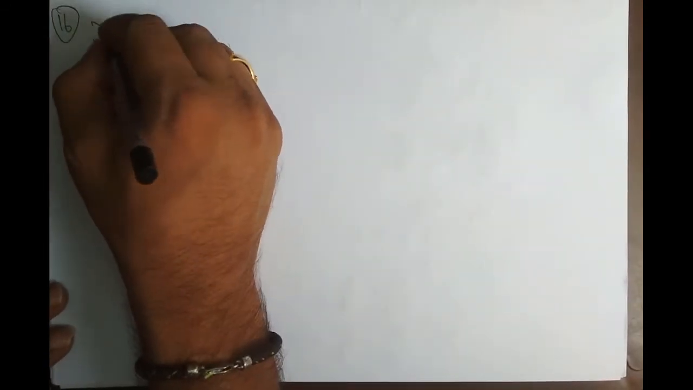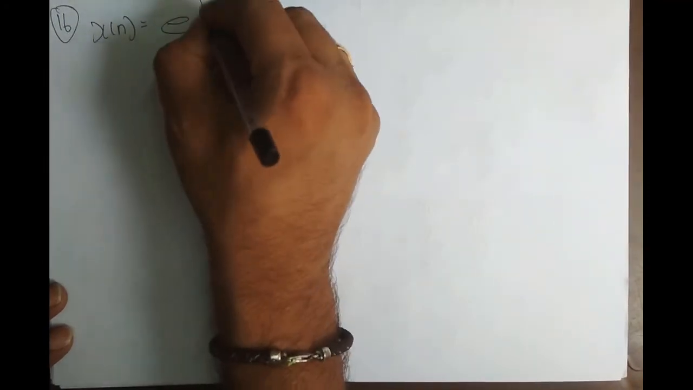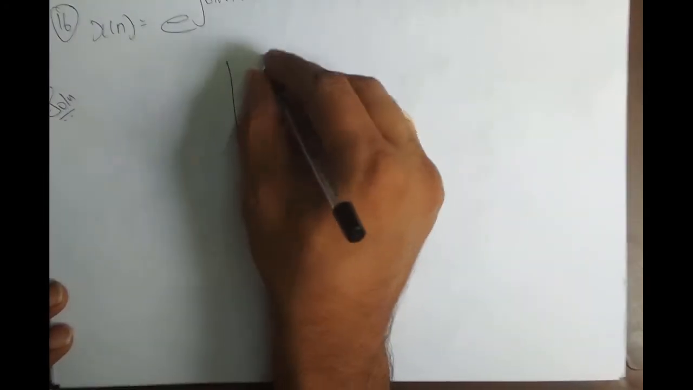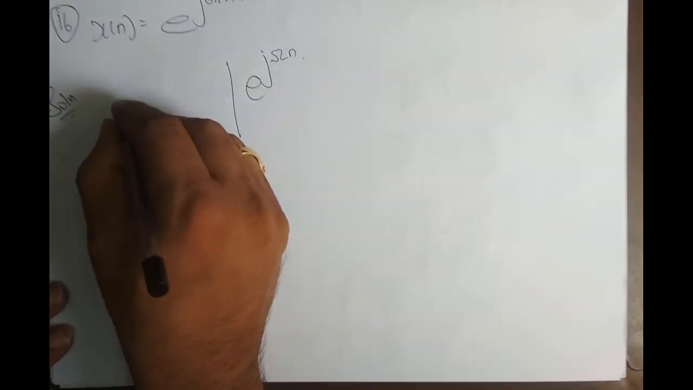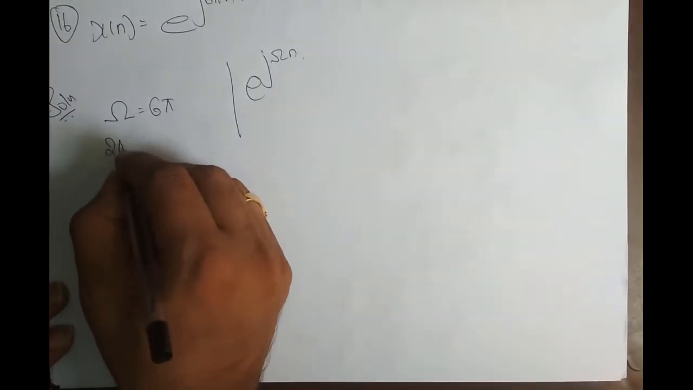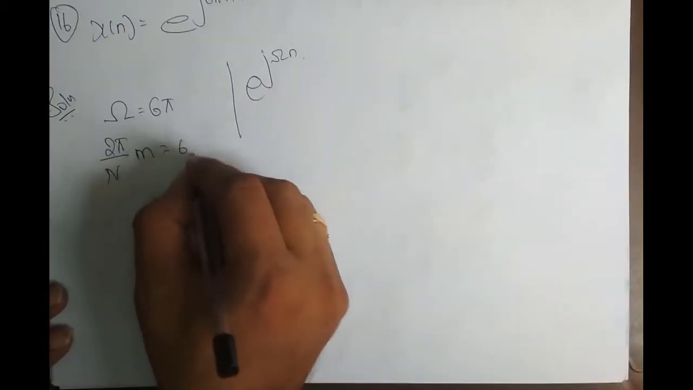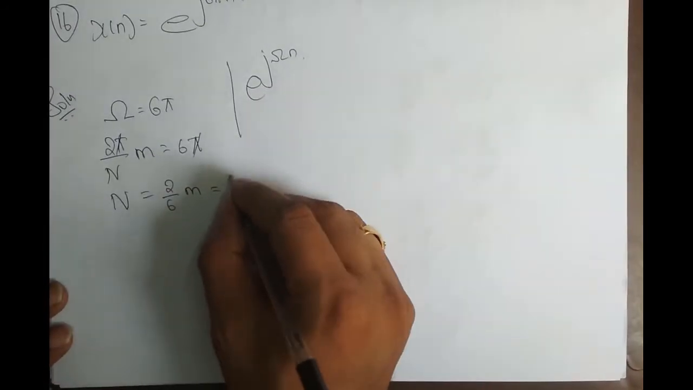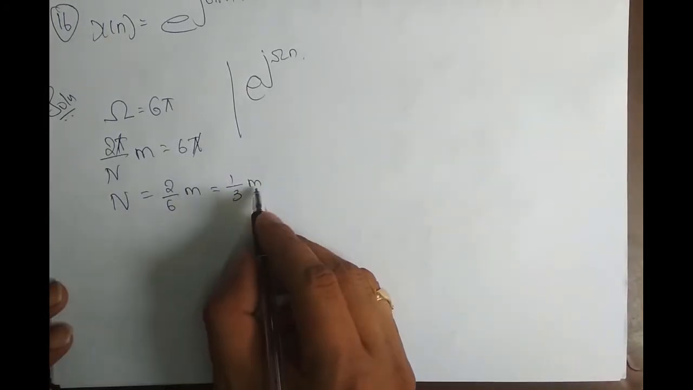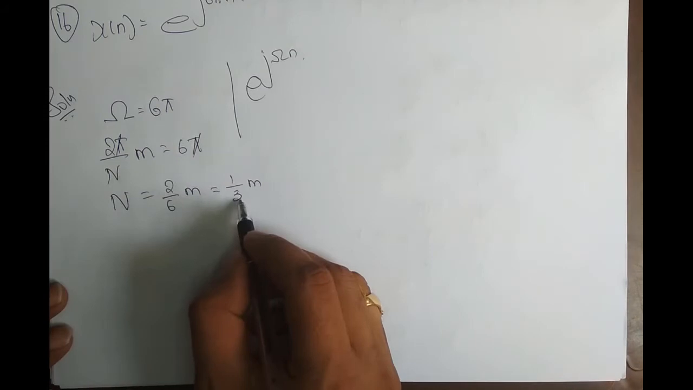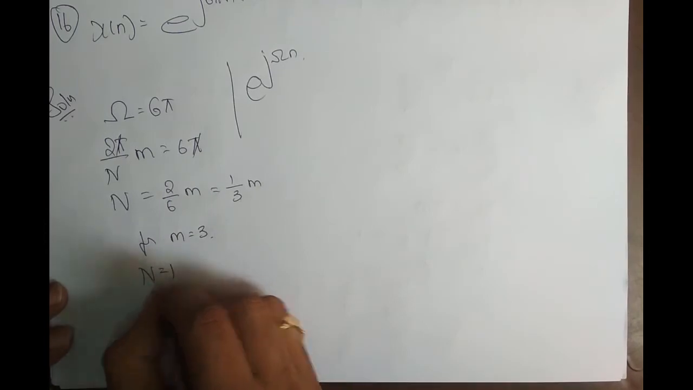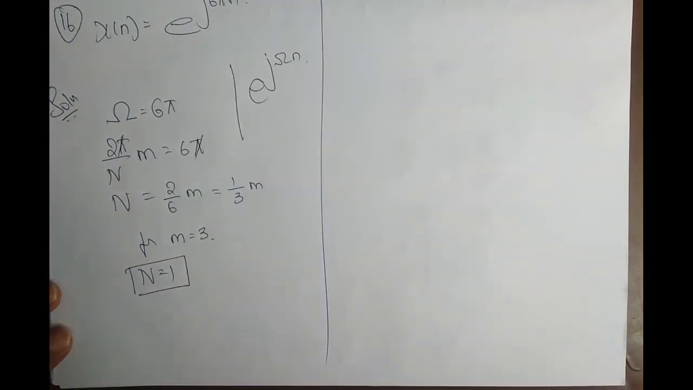We'll take up one more problem. Problem number 16. X of n is equal to e power j 6 pi n. This is of the form e power j omega n, so omega is 6 pi. Now 2 pi by n into m is equal to 6 pi. Pi cancels out. Solve for n: 2 by 6 times m, which is equal to 1 by 3 times m. What is the smallest value of m for which the right hand side is an integer? For m equal to 3, I get n equal to 1.